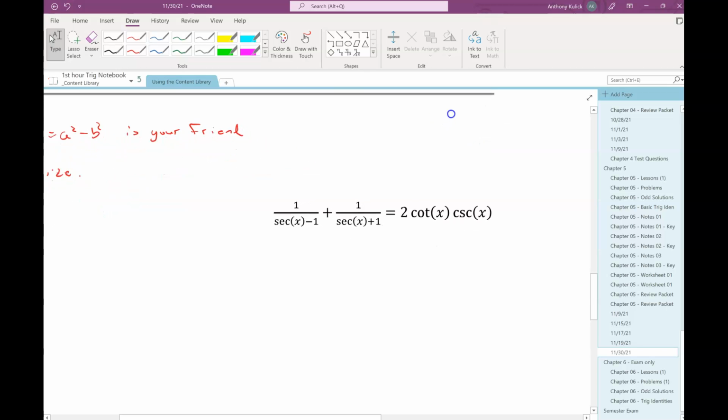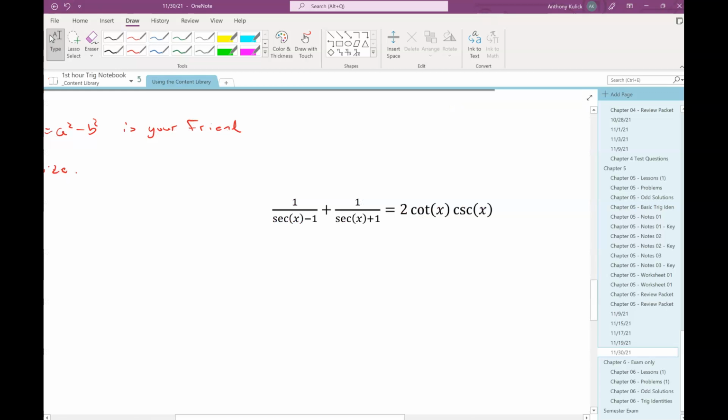Okay. So let's look at the example problems here. The first one, we have 1 over secant x minus 1 plus 1 over secant x plus 1 equals 2 times cotangent x times cosecant x. Which side is the more complicated side? The left, because it's addition. Everybody's good with that? Okay. So let's work on the left-hand side to start.